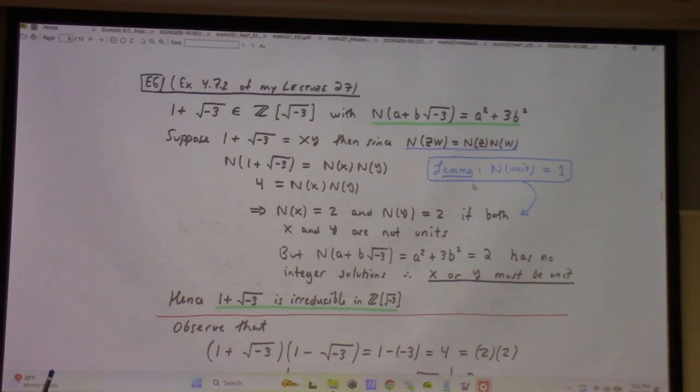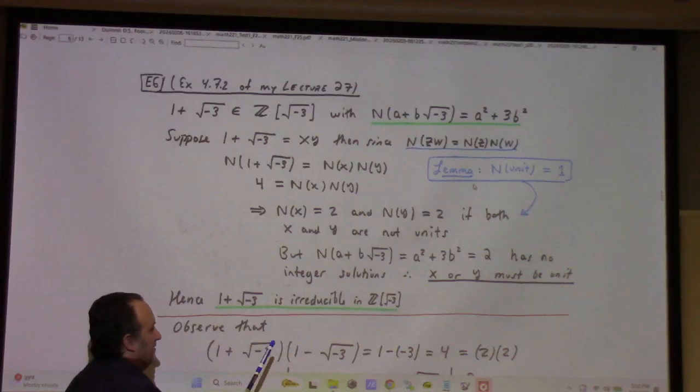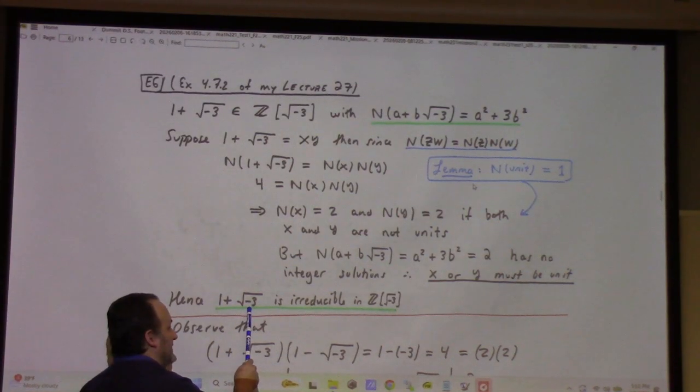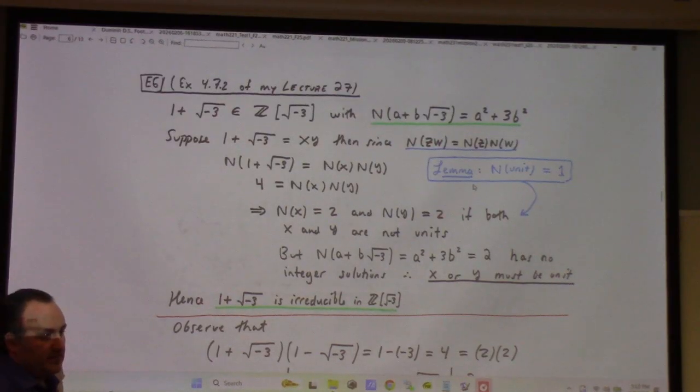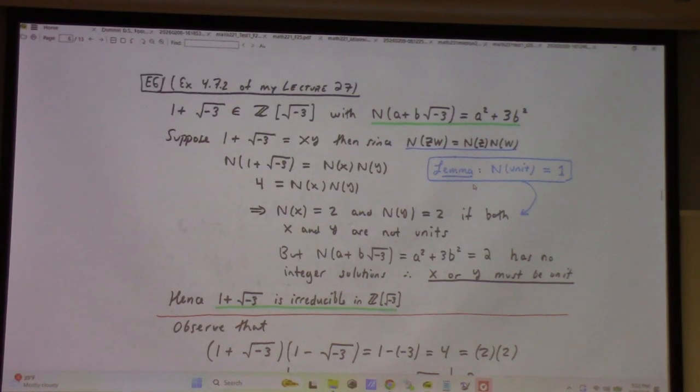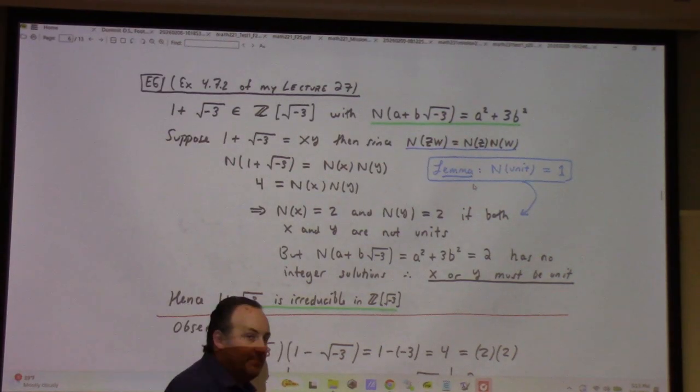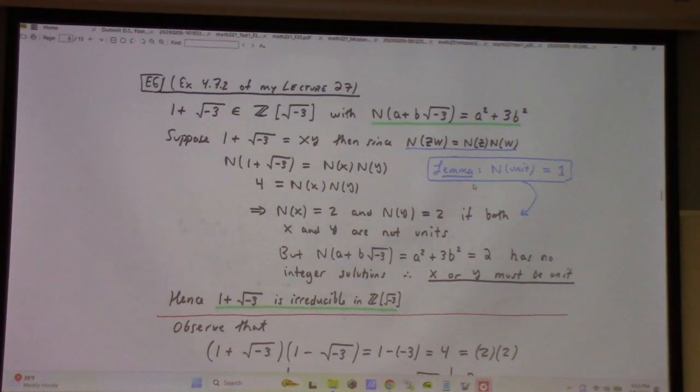So therefore, x or y must be a unit, which shows you that any possible factorization of 1 plus root minus 3 is necessarily a unit times an associate, basically. Anyway, so long story short, irreducible. But we can also prove it's not prime. So this is an irreducible which is not prime.